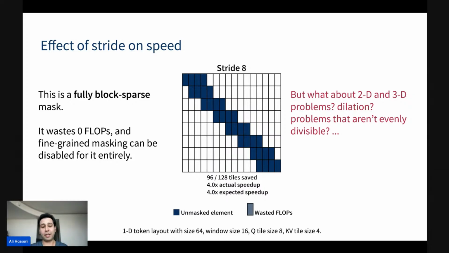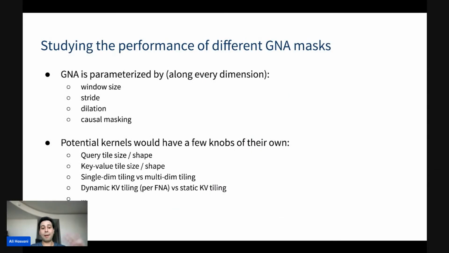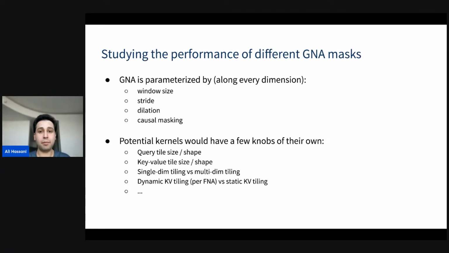But this is where it gets complicated. With 1D, no dilation, nothing like that, it was pretty simple to see. But what about 2D and 3D problems? What about when there's dilation? What about problems that aren't evenly divisible by these tile sizes? What if I do something like dynamic KV tiling in our old FNA kernel versus static KV tiling? What if I'm not even doing multidimensional tiling? What if I want to do a study of, do we even need multidimensional tiling? And I haven't done that study, by the way. But what if we want to do something like that?